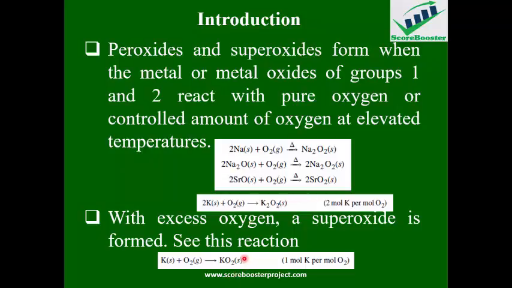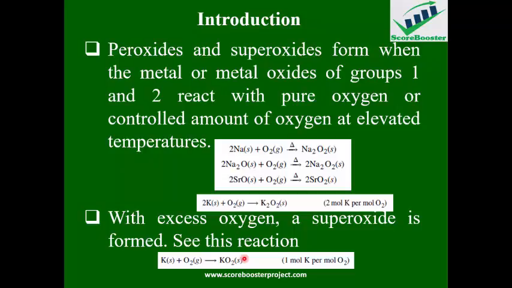This one is different from oxide, because if it were an oxide, it would be K2O, but in this case it is KO2. So something must ring a bell in our head now. What is really responsible for this? In simple terms, it is the amount of oxygen that is available during this chemical reaction. If you have a higher amount of oxygen, you have a superoxide.